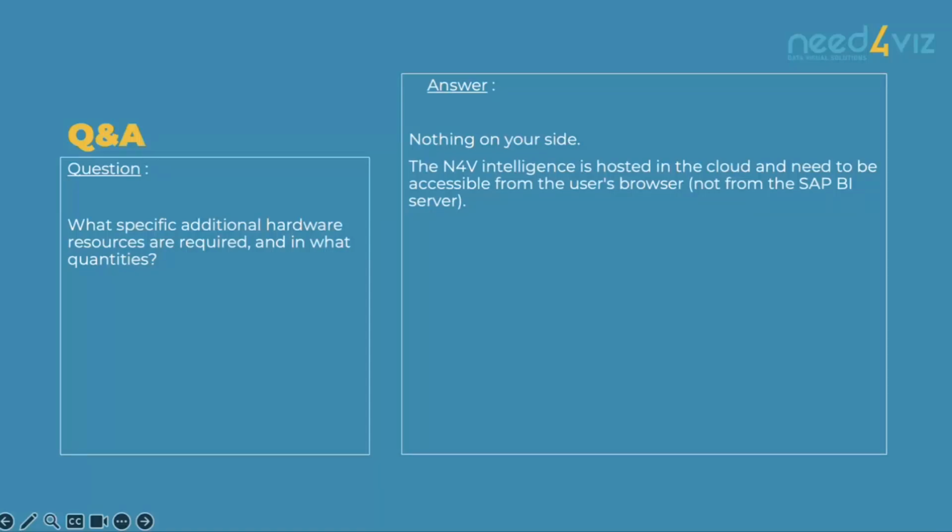What specific additional hardware resources are required, and in what quantities? Yes, there's no specific hardware that's required. So the primary engine is going to be hosted in the cloud, and it doesn't even need to be accessible from your business objects server. All the interaction is between the user's browser and the natural language query engine.